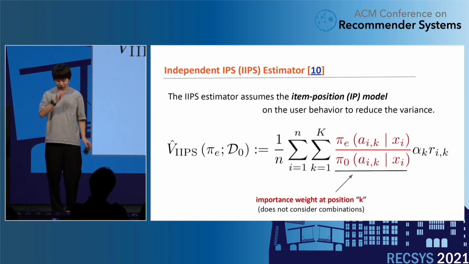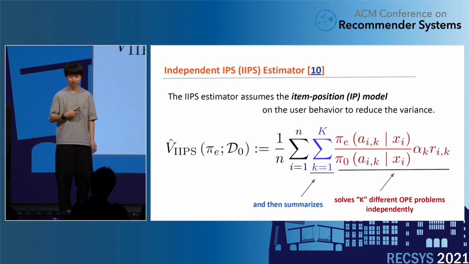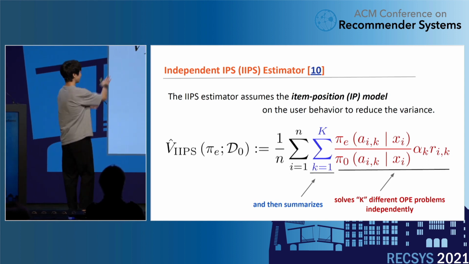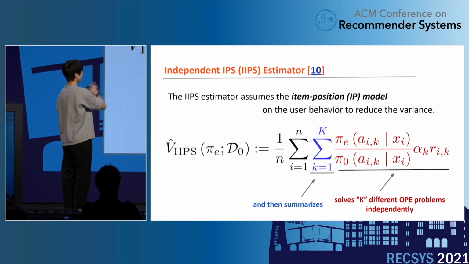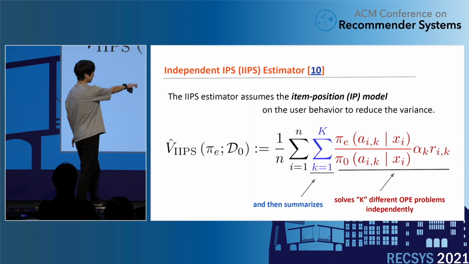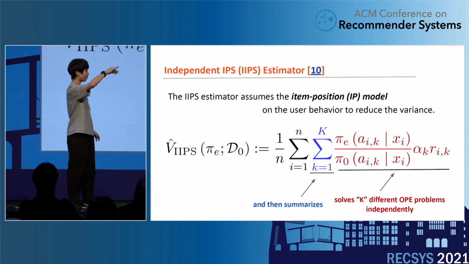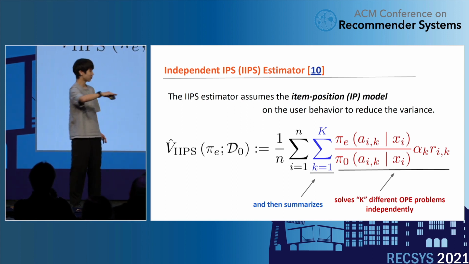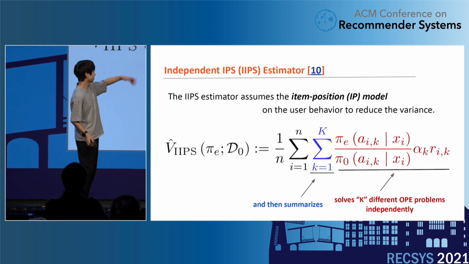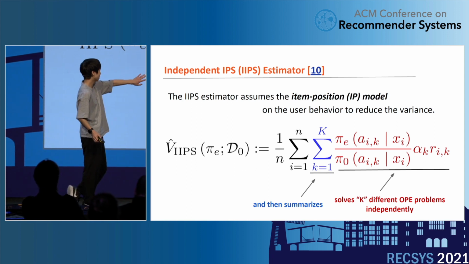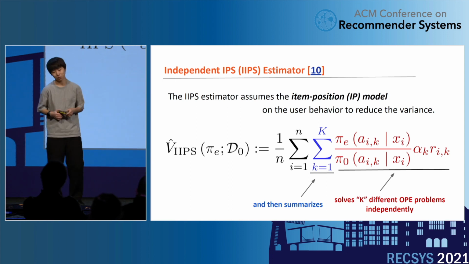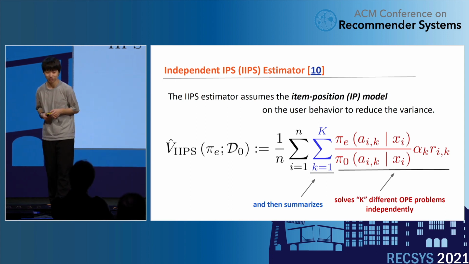And one also interesting interpretation of what this estimator is doing is that now the importance weight is inside the summation, meaning that this estimator solves the k different off-policy problems, each corresponding to a different position, totally independently or separately. And after that, it summarizes the k different off-policy evaluation results, and it leads to one final off-policy evaluation result. That's one interpretation of what this estimator is doing.